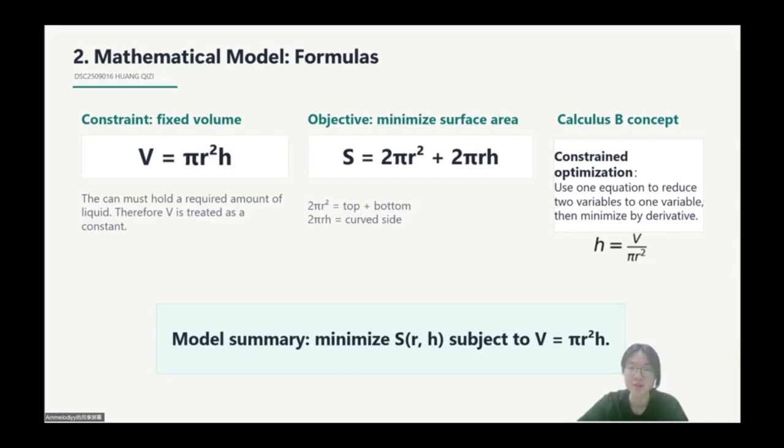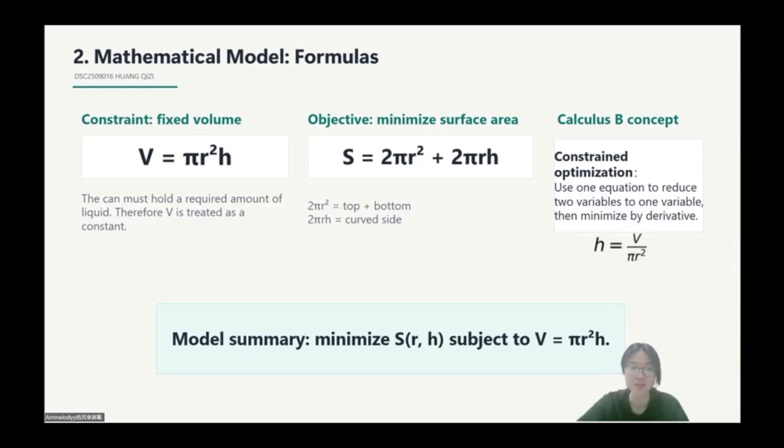In this project, the volume is fixed, so V is treated as a constant. This equation is our constraint. It means that r and h cannot be chosen independently. If the radius changes, the height must also change to keep the same volume.